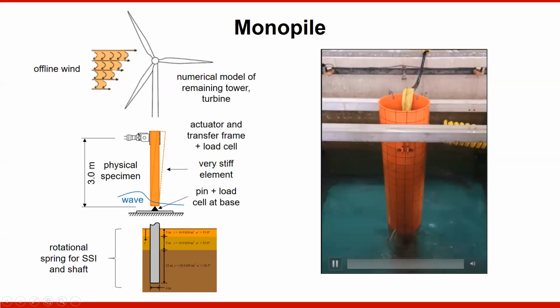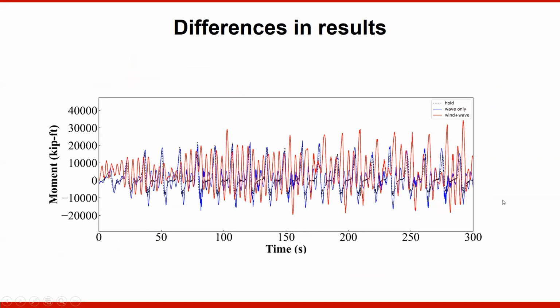And here's just a difference where you can see the impacts of the hybrid simulation approach. So this black line is just the experiment with just the waves. The blue line is just the waves coupled to a structural numerical model.